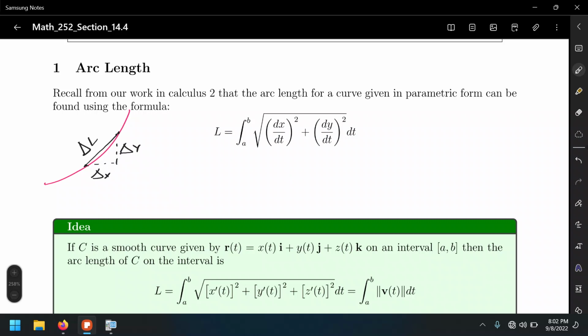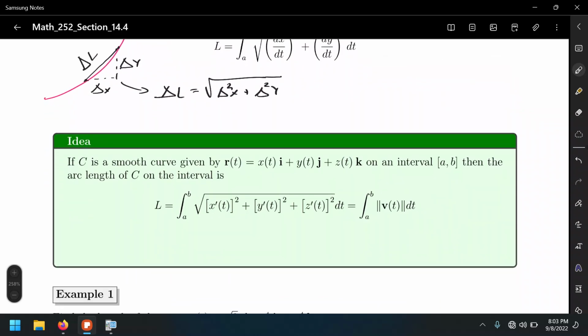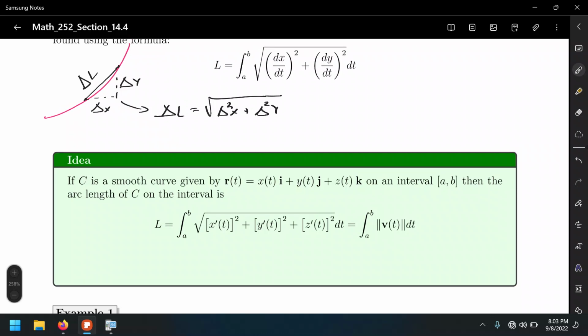When we add infinitely many of these partitions as tiny as possible, that's basically a Riemann sum, and that gave rise to the integral that we have here. From here, this delta L is essentially the square root of delta x squared plus delta y squared, which is basically the Pythagorean theorem. Add infinitely many of those, and you got it. It's the arc length. So this time we're going to extend this concept of arc length to 3 dimensions.